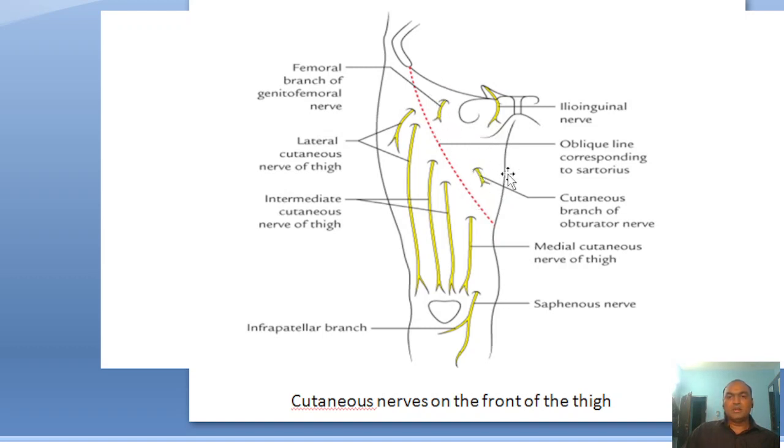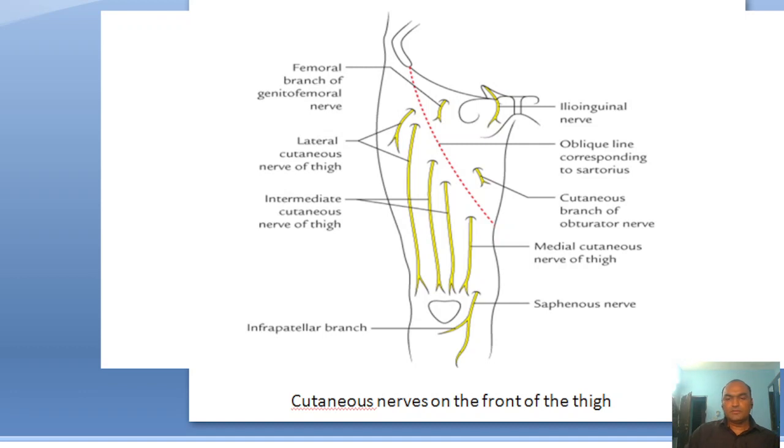So this is the medial compartment. This is adductor compartment, so it has cutaneous supply by obturator nerve. This is lateral compartment of front of thigh. So these are the cutaneous nerves mainly from femoral nerve. This is the saphenous nerve, branch of femoral nerve. So these are the cutaneous nerves of the thigh.